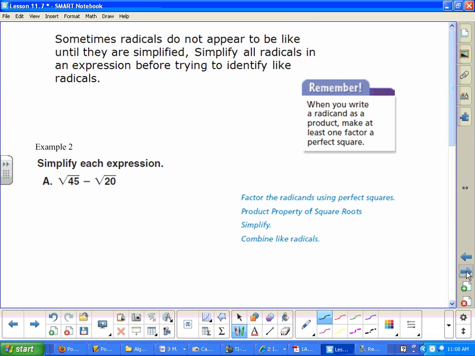Okay. But sometimes they have to be simplified first. And it's very important that we understand that when we have a number in front of the radical, if I have 7 square root of 5, okay, it's important that you understand that this means multiplication. All right, that's like saying 7 times the square root of 5.